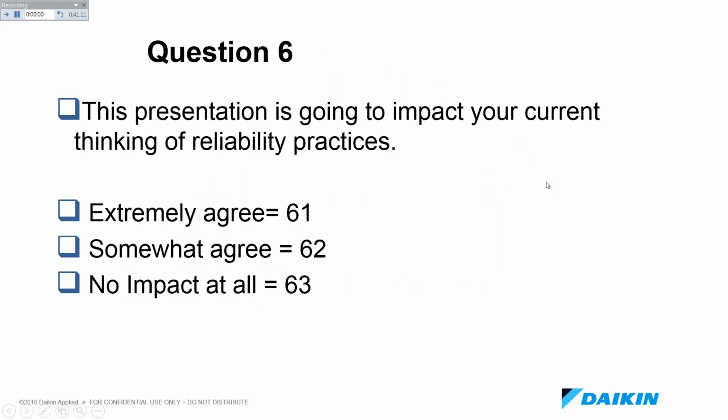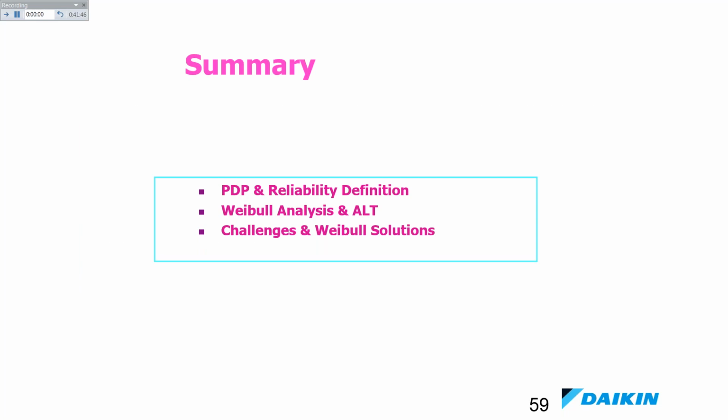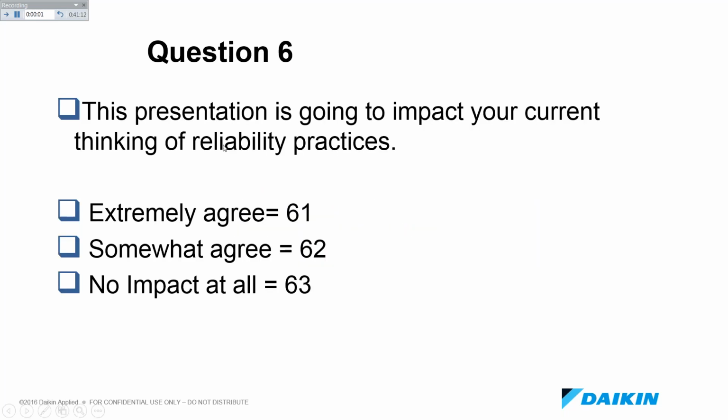So that brings to my sixth question. Is this presentation going to impact your current thinking of reliability practices? Reliability is a term used in very social meaning, very social applications. It's a 200-year-old word, but it has been used in social settings. In your organization, it may be used in a social setting. Somebody says, "I'm doing reliability testing," but they didn't really mean it. But there's a scientific meaning.